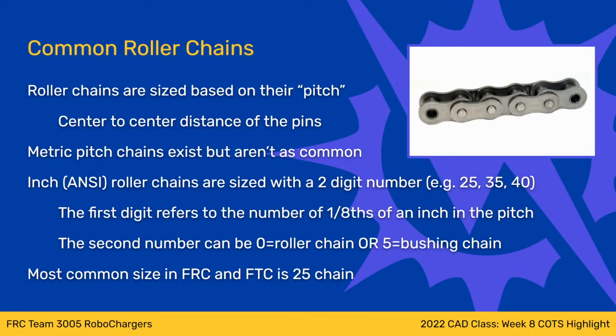Now, 35 chain is also somewhat common in FRC. If you've got to do something very high load, 35 chain is a lot stronger than 25 chain. Obviously, it's also a lot heavier. Chains are generally steel, so they get pretty heavy very quickly. Some teams have used 40 chain for certain applications, but it's not very common. And then any size larger than that is just never used inside of FRC.